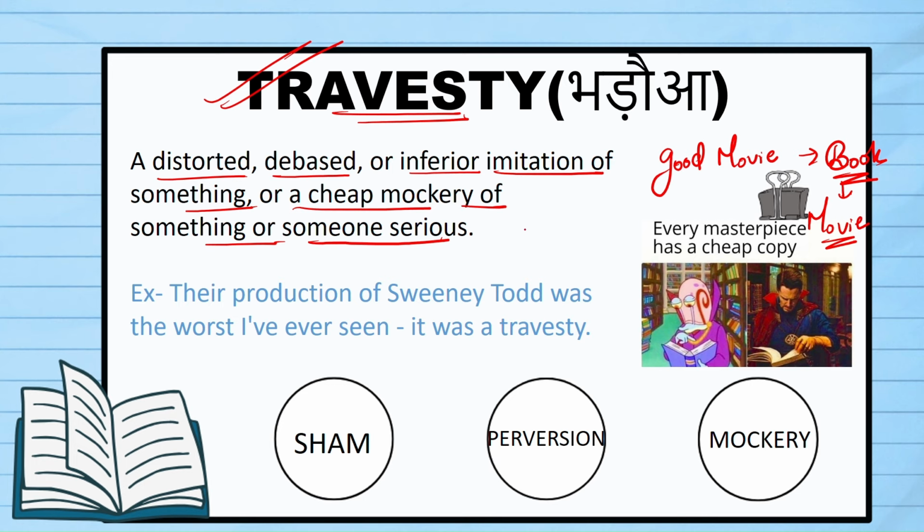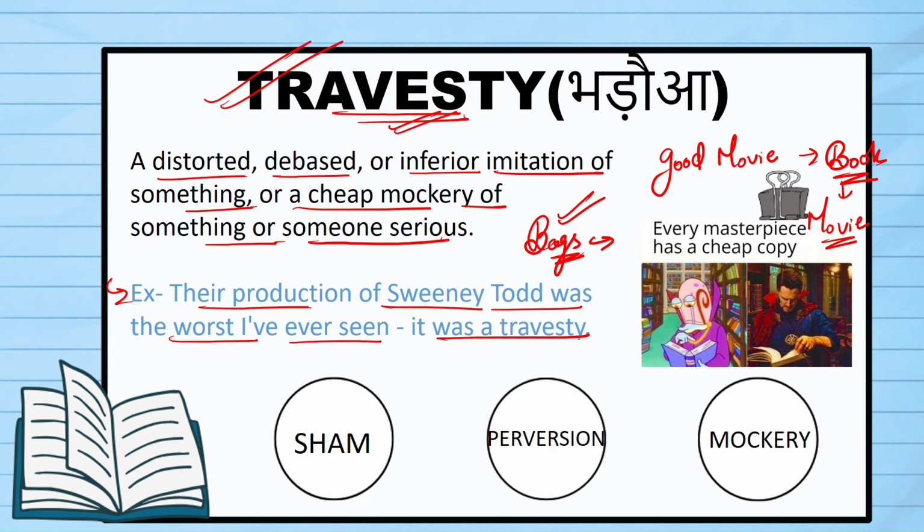And the same thing you could say when you have very big designer bags. Most of the times you see a lot of cheap availability. They make copies of it, they imitate those bags and perfumes, a lot of things. So when the imitation is not done right, that time we use this word travesty. Coming to the sentence, we have: The production of Sweeney Todd was the worst I've ever seen. It was a travesty. Here they're talking about a play or a movie, and the production was very bad, so they called it a travesty.